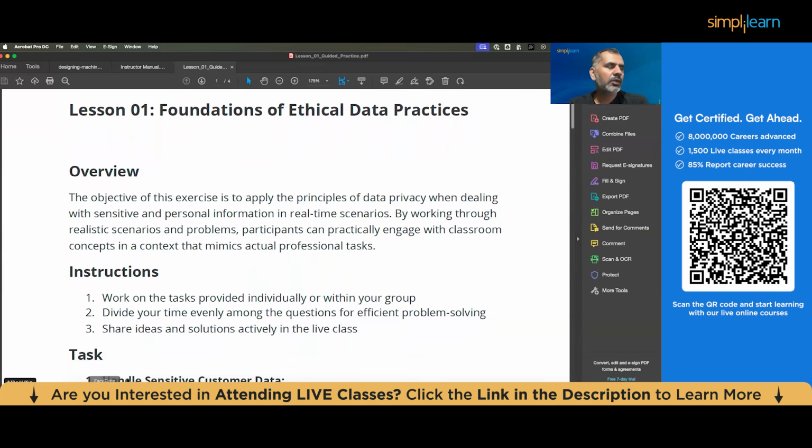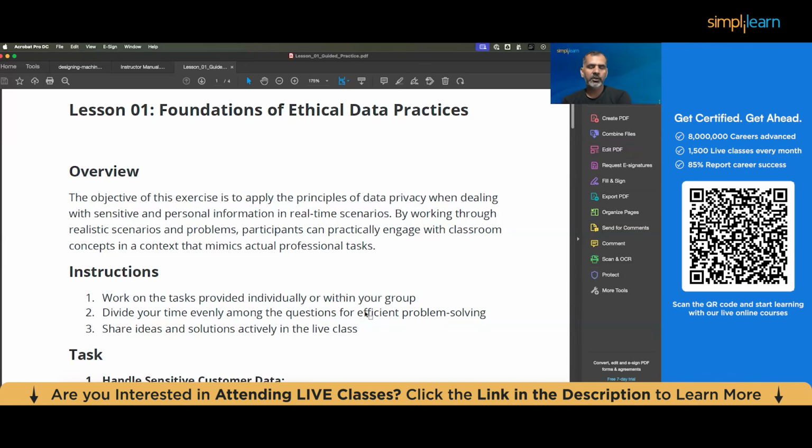Let's suppose I ask you how to handle sensitive customer data. So what is your way after learning all these data ethical practices? How can you handle this customer data? Can anyone put the answers in the chat box, guys? You can individually contribute in this practice. If I ask you how you will handle the sensitive customer data, what will be your data practices for that?